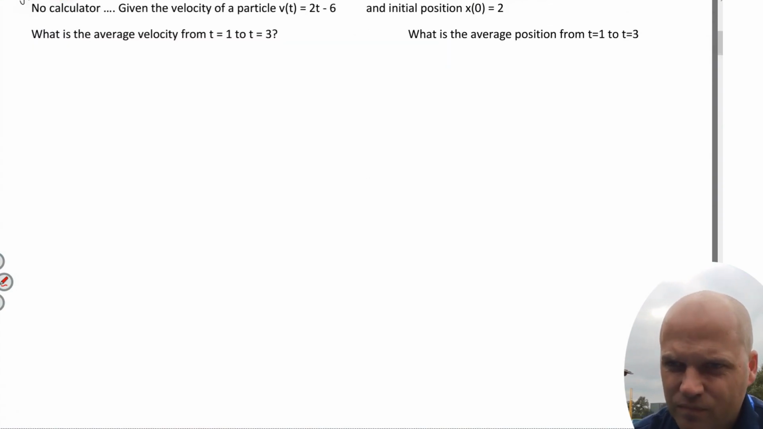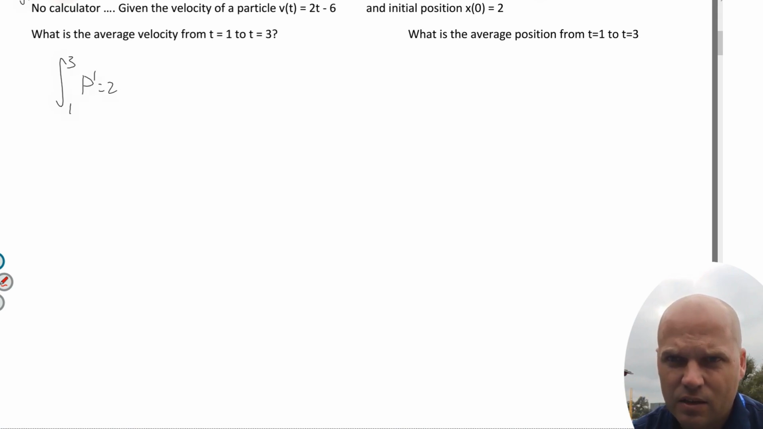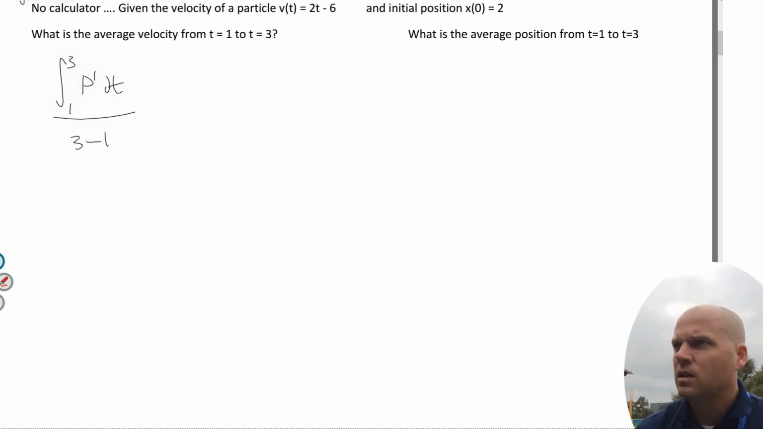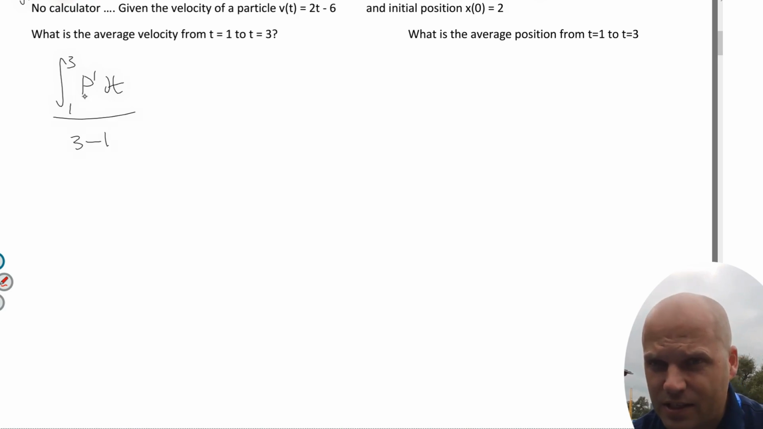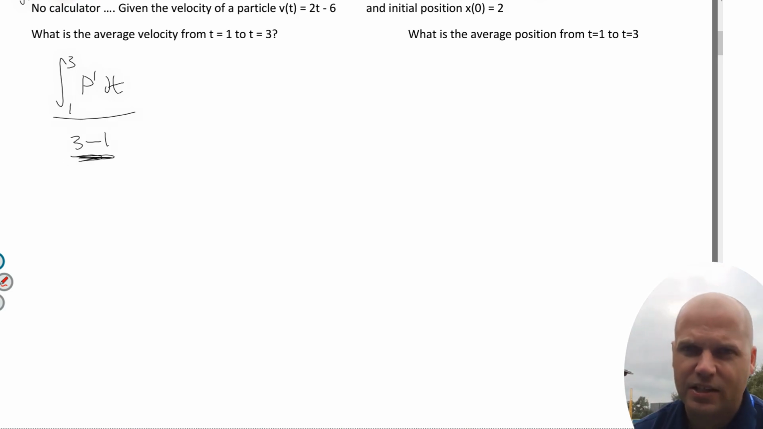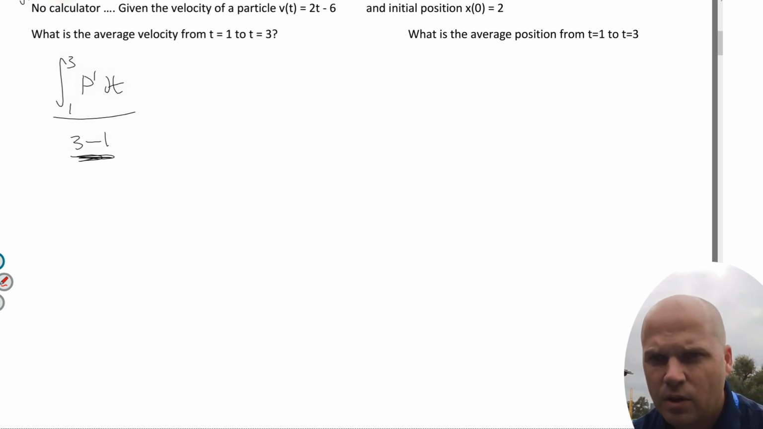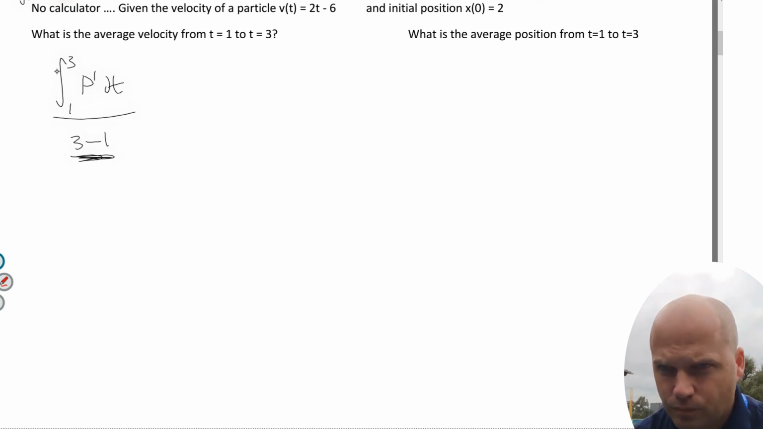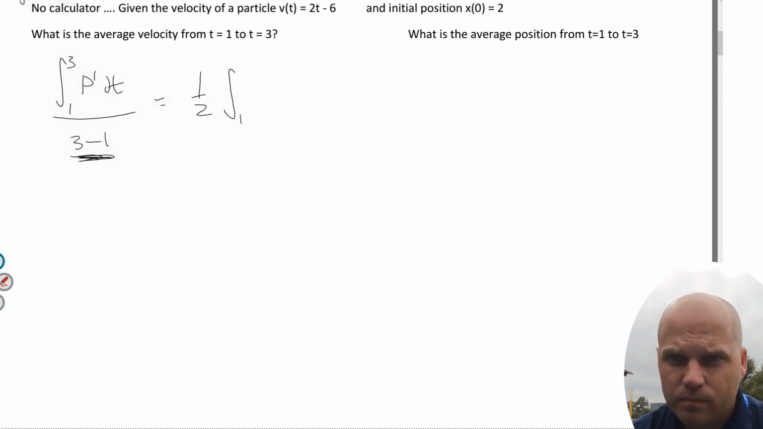Okay. I want the average velocity. Well, I'd love to just accumulate my velocity over my interval and divide it over the change in time. Now look at this. This is something that a lot of people will make mistakes on. Rolling 1 to 3. Great. So I get 2. Maybe you want to write it as 1/2 times the integral from 1 to 3 of P prime.